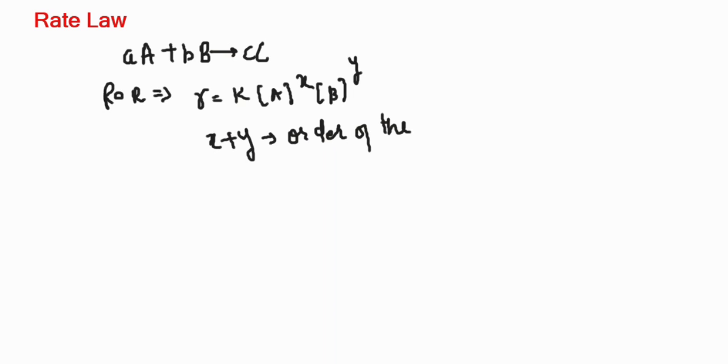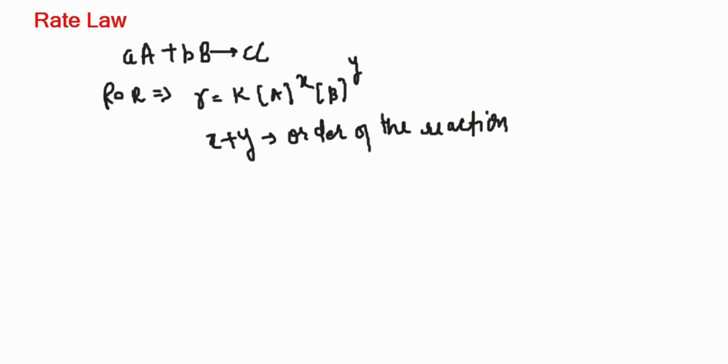Order of the reaction. Okay. Rate law is a mathematical expression which correlates the rate of the reaction with the concentration of the reactants. It means how the rate of the reaction depends on the concentration of reacting species raised to the power of their order.